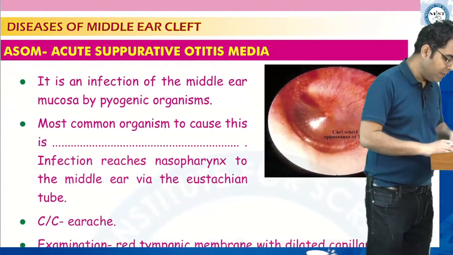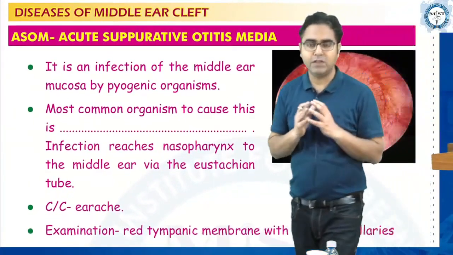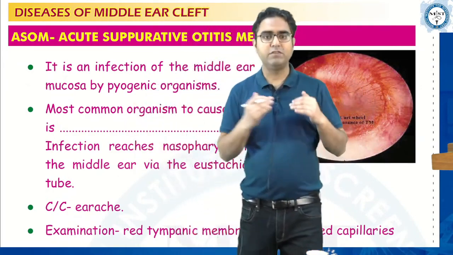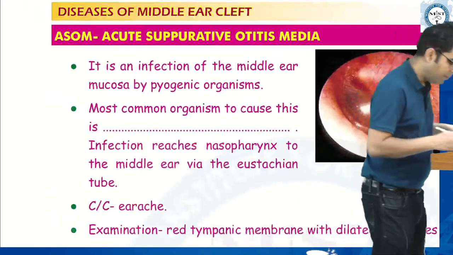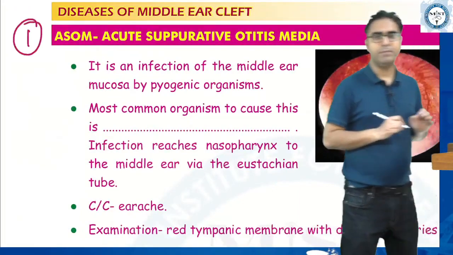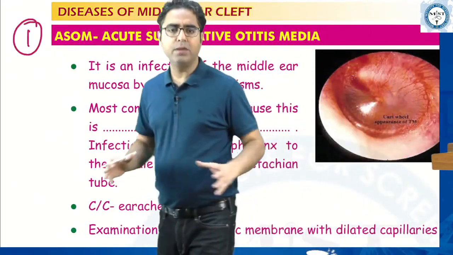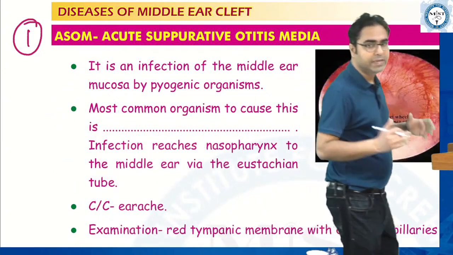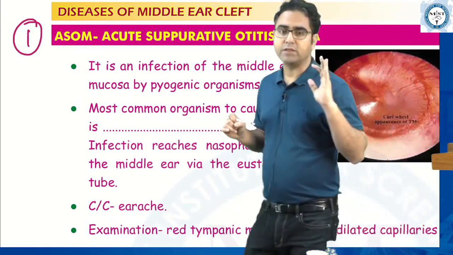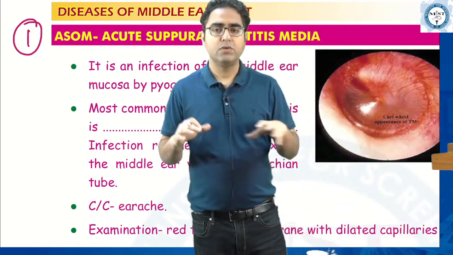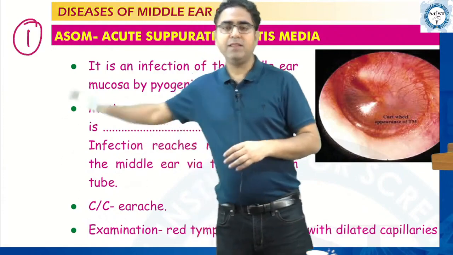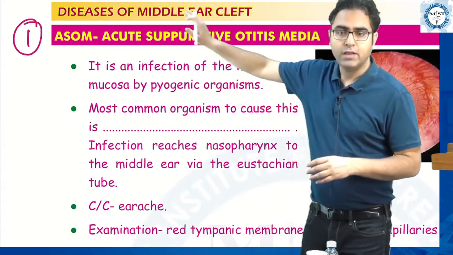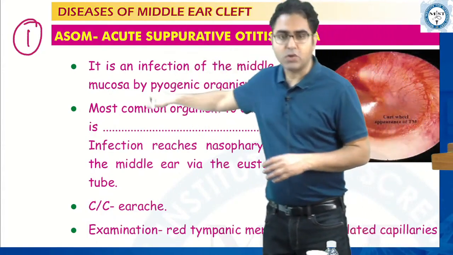Now the next topic is diseases of the middle ear cleft. Once you understood that the middle ear cleft is an interconnected system, let us discuss various diseases. Now label it. Number 1, ASOM, a very common problem in my practice. ASOM, acute suppurative otitis media. Look at the name: it means infection of middle ear mucosa by pyogenic organism. Suppurative means pyogenic.